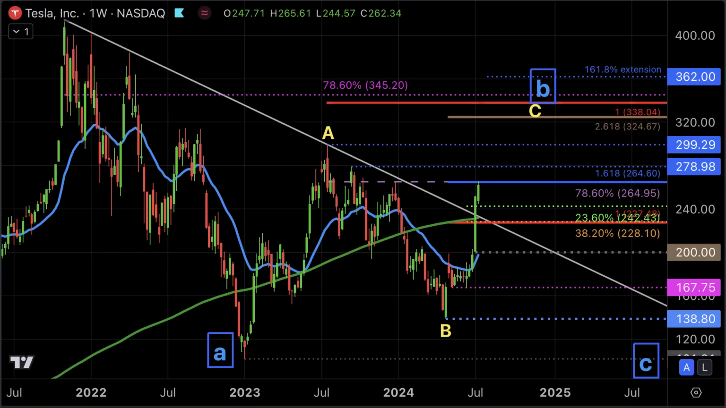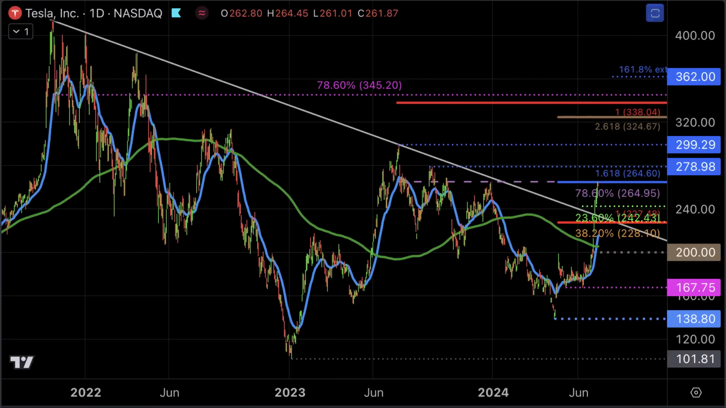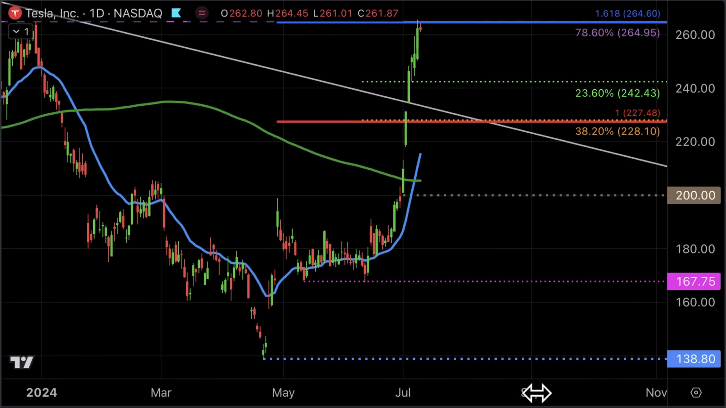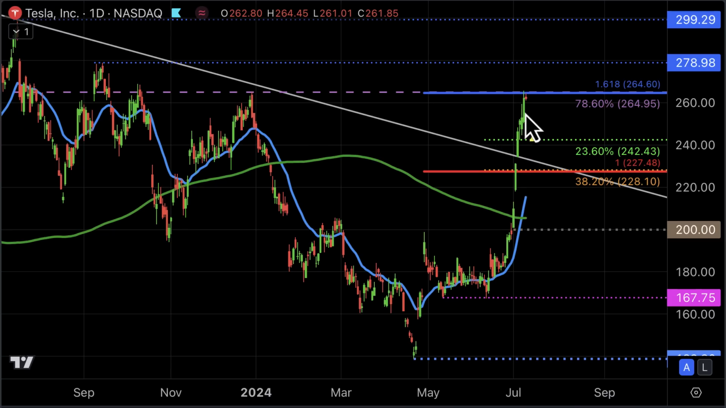But here's what I would say. Wait for the next pullback. So we know there's a pullback coming. All right, guys? I mean, look at this. Look at this massive rally in the price of Tesla stock. Let's wait for the next pullback.